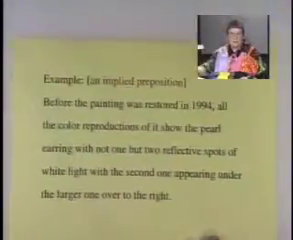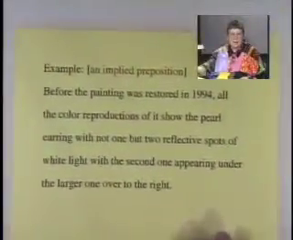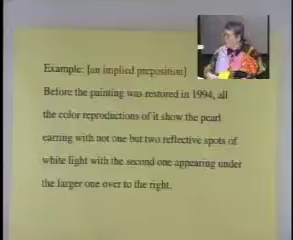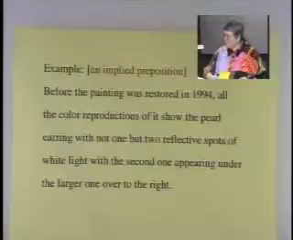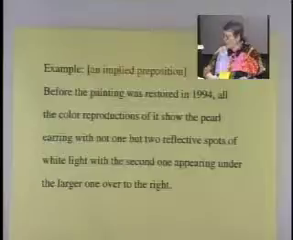Track the subject and the verb as I'm reading to you. Just get those right out of your way. Before the painting was restored in 1994, and it's not a simple sentence, all the color reproductions of it show the pearl earring with not one but two reflective spots of white light, with the second one appearing under the larger one over to the right.